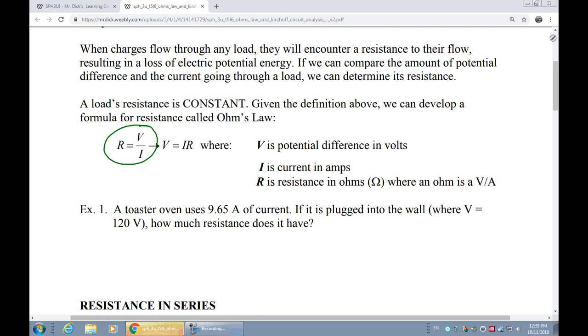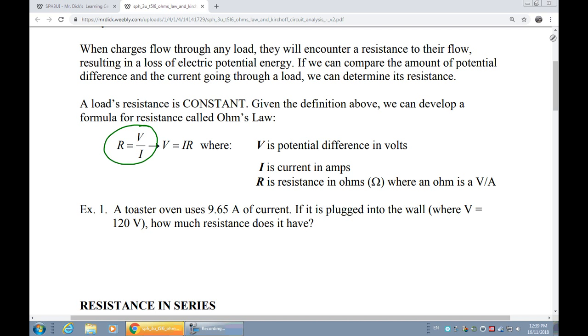So V, of course, is still just voltage or potential difference. It's measured in volts, of course. I is the current in amps, and then R is the resistance. And the man who came up with this law, Ohm, named the unit after himself. So we call resistance ohms. And an ohm is really just a volt per amp, because we're taking something in volts and dividing by amps. So it's how many volts of potential difference we see per each amp of current that travels through a certain load.